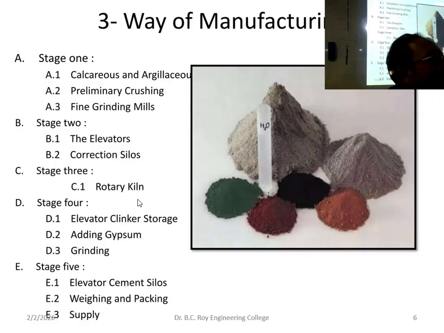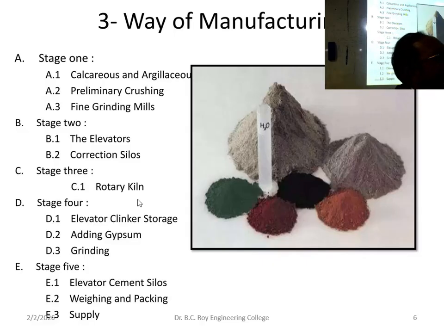Then adding gypsum. After this stage, some gypsum is added. Gypsum is a natural material. What is that? Calcium sulfate, CaSO4·2H2O. That is gypsum. Some amount of gypsum is added to get better quality. If you add around 2% of gypsum, it gives better quality cement. It is not strictly necessary, but gypsum makes it better. That's why 2% calcium sulfate is mixed in.